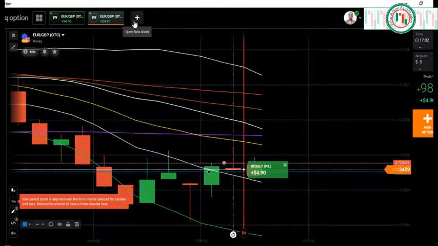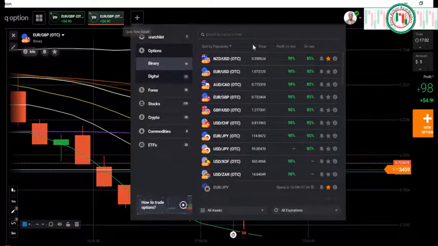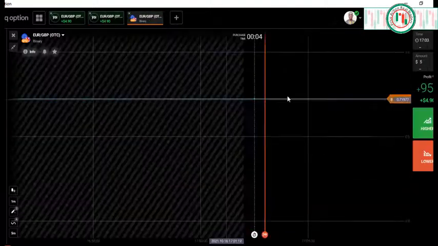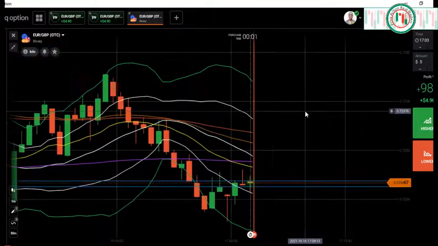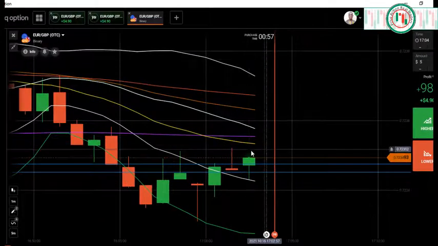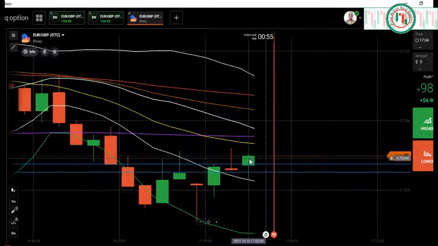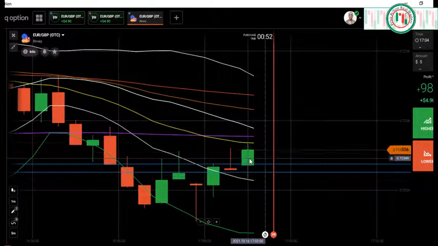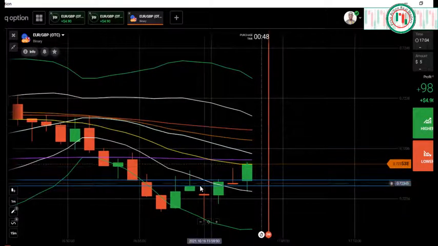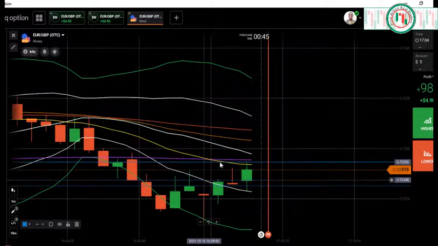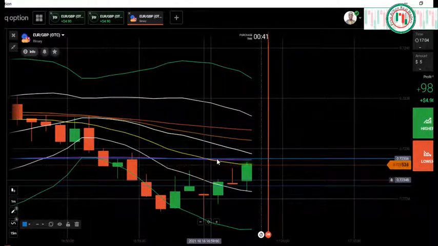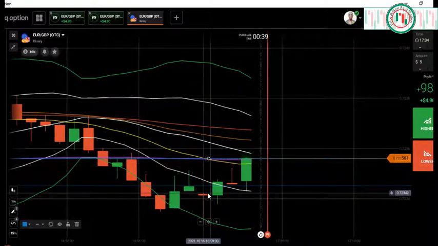So let's analyze the same here and see. Because market is holding here, we can do our trade and finish here. So you see the next candle is green, so market is reversing. Market is reversing here. You can see market is trying to reverse.